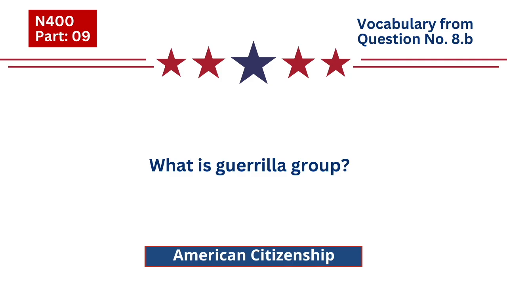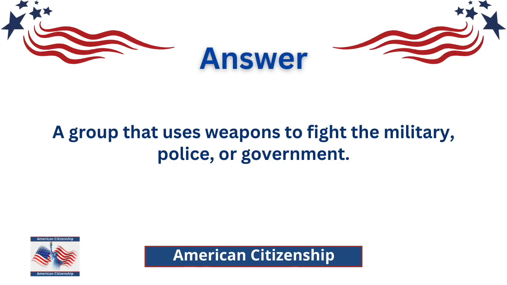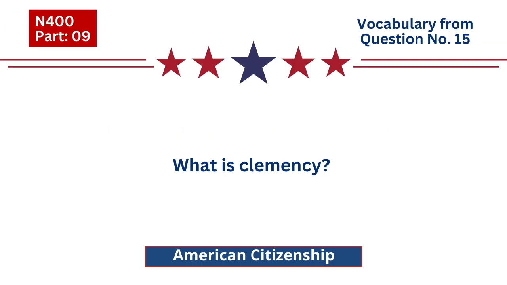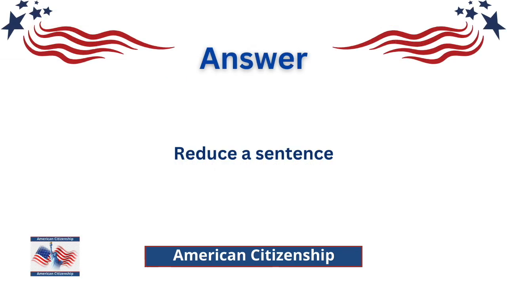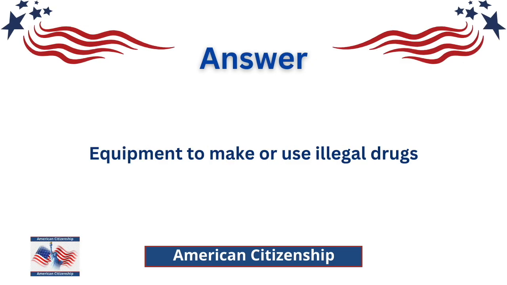What is guerrilla group? A group that uses weapons to fight the military, police, or government. What is clemency? Reduce a sentence. What is drug paraphernalia? Equipment to make or use illegal drugs.